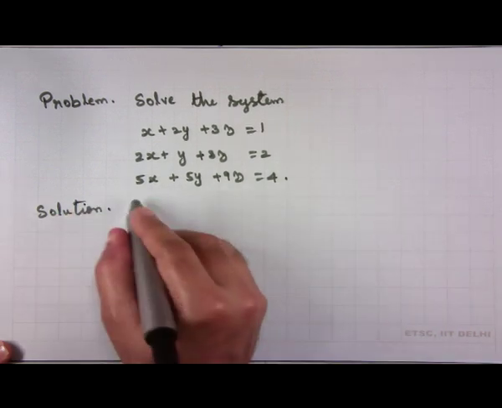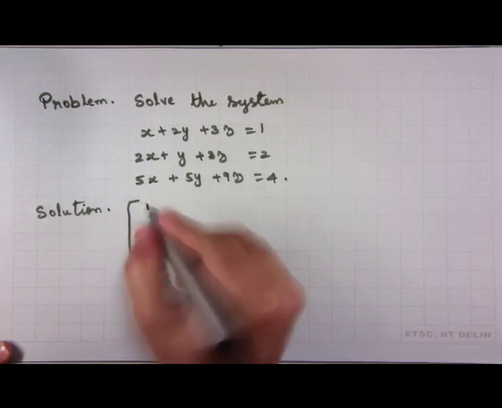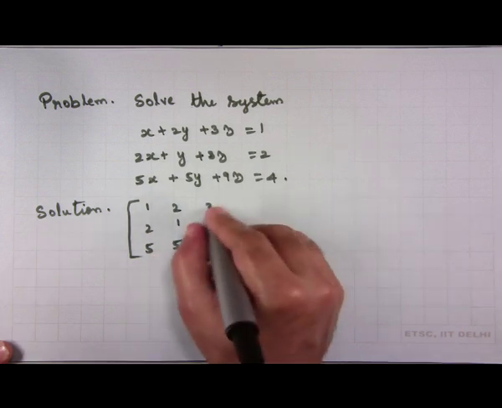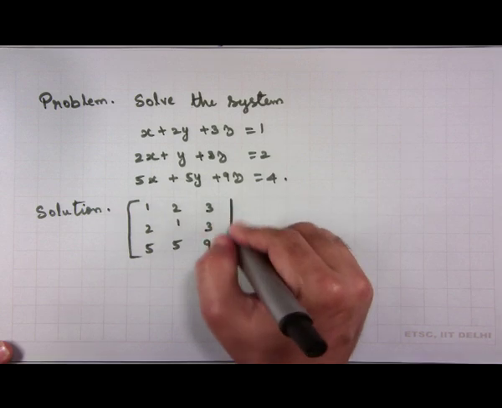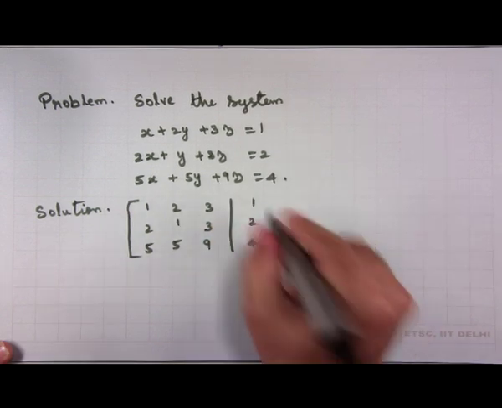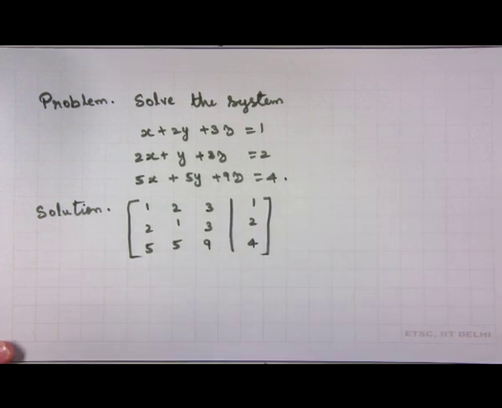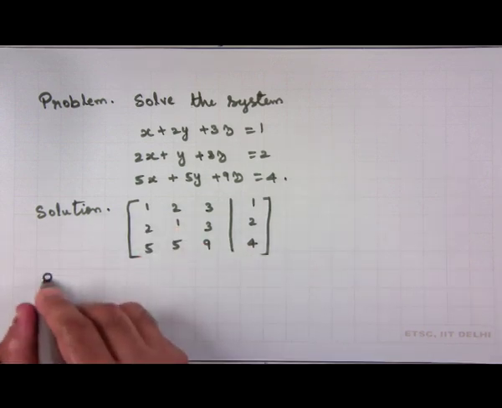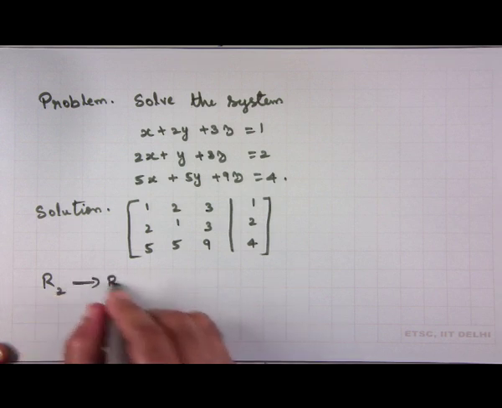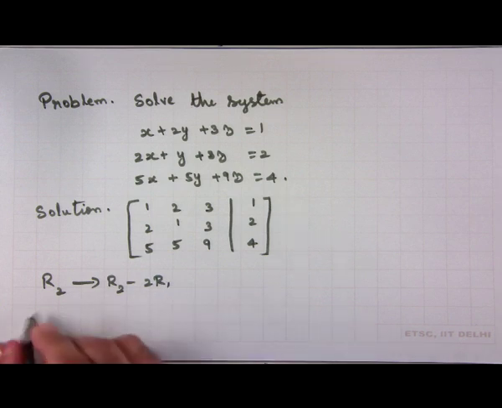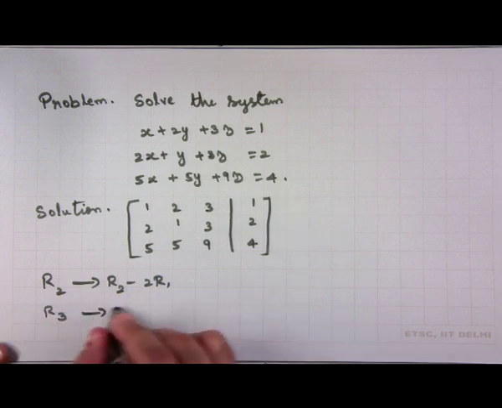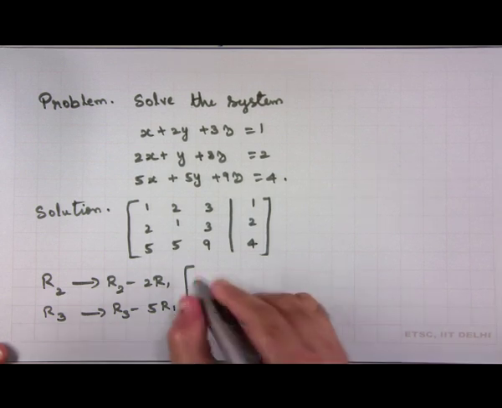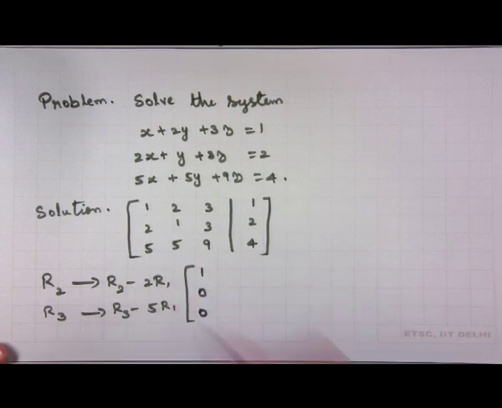Let us begin by writing the augmented matrix 1 2 5 2 1 5 3 3 9 augmented with 1 2 and 4. Now, let us try to convert these two elements 2 and 5 into 0, because the first element is just 1. R 2 is replaced by R 2 minus 2 times R 1, and R 3 is replaced by R 3 minus 5 times R 1. The first column is going to be just 1 0 0.